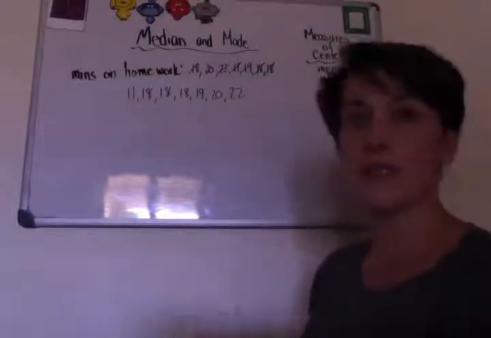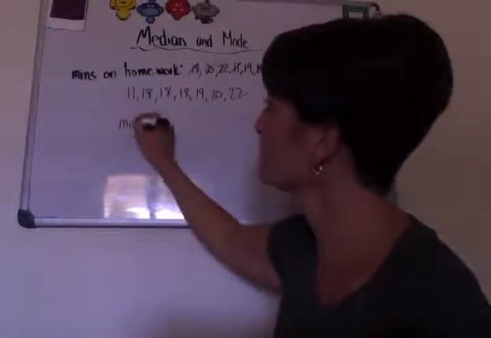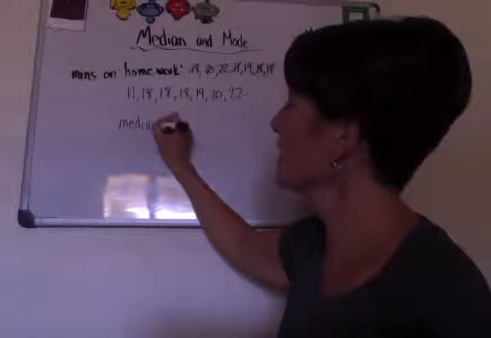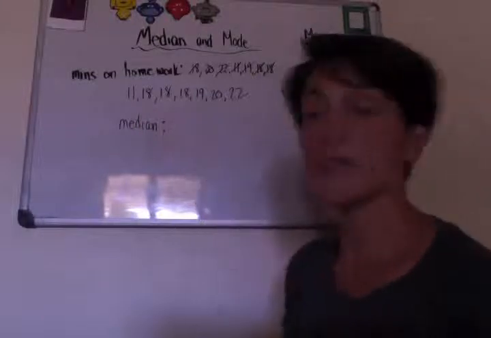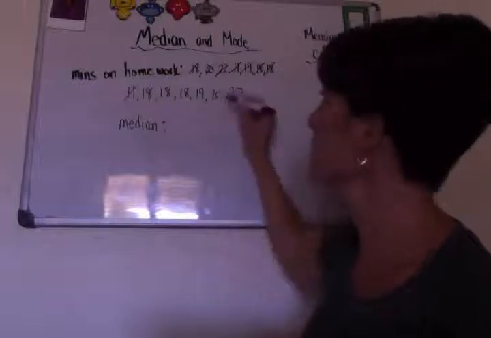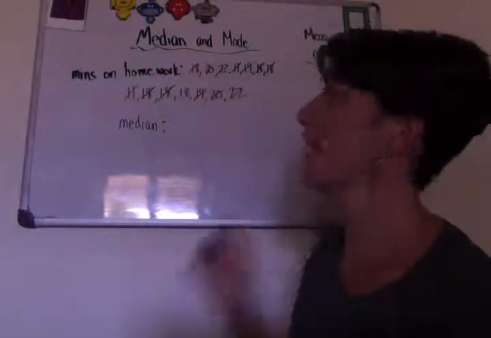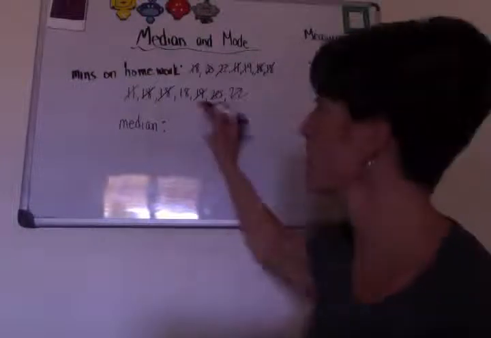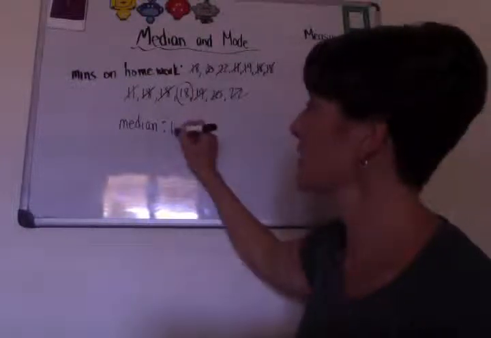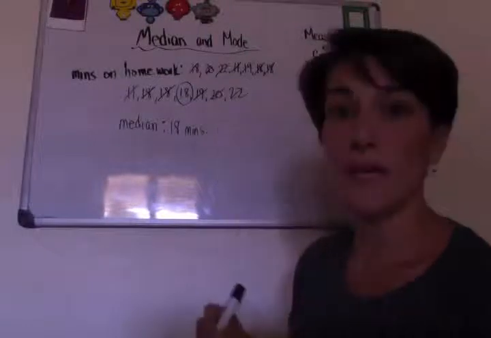So now all I'm going to do is narrow in and figure out where my median is. I've seen lots of you do this: cross off one from this end, one from that end, one from this end, one from that end, and you're left with only one number in the middle since it's odd. And so in this case, 18 minutes is my median.